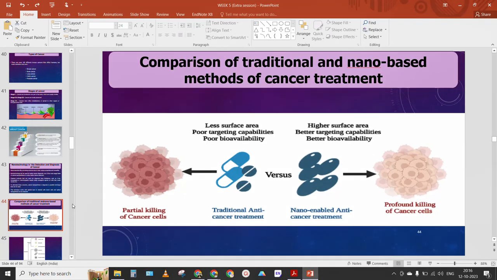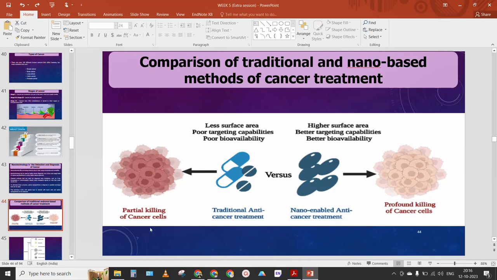Some of the patients have cancer. Then we have to treat it with the conventional system and with the nano-based methods. So in conventional or traditional treatment, there is still surface area, poor targeting capabilities, and poor bioavailability of that particular drug, leading to partial killing of the cancer cells.